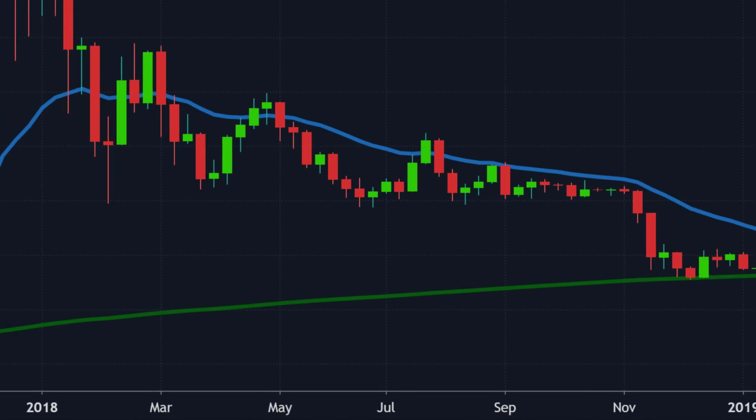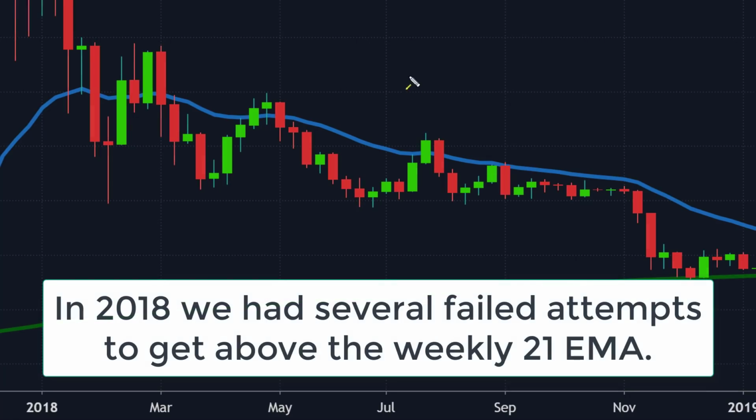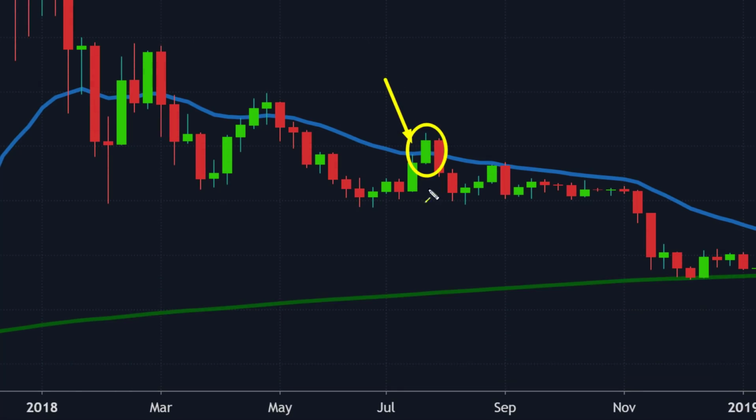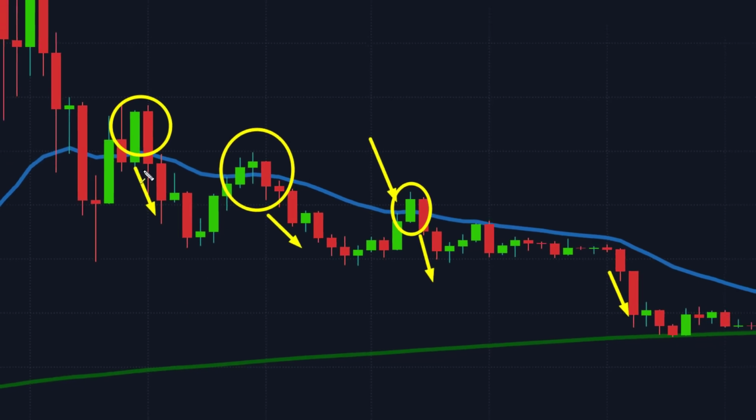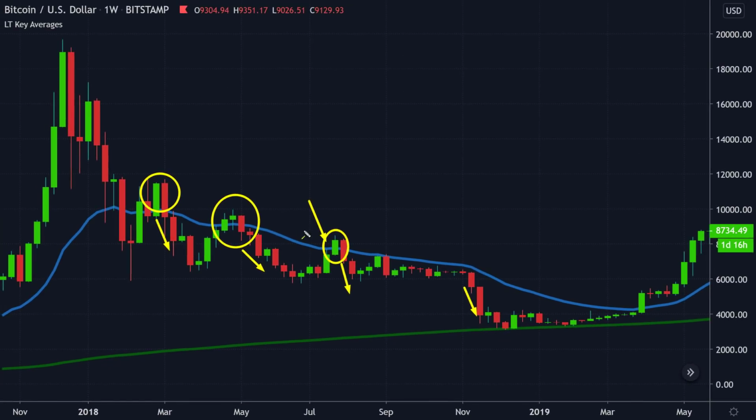And take a look at the 2018 chart. Look at this. Again, several attempts Bitcoin made to get above 21 here. Failed, you can see here. Gets above 21, false breakout, failed, and then eventually dropped down. Here again, another failed attempt. Here, and then dropped below 21, and another attempt in 2018. Gets above the 21, and then it drops back down again. So you'll notice several attempts in 2018 failed.